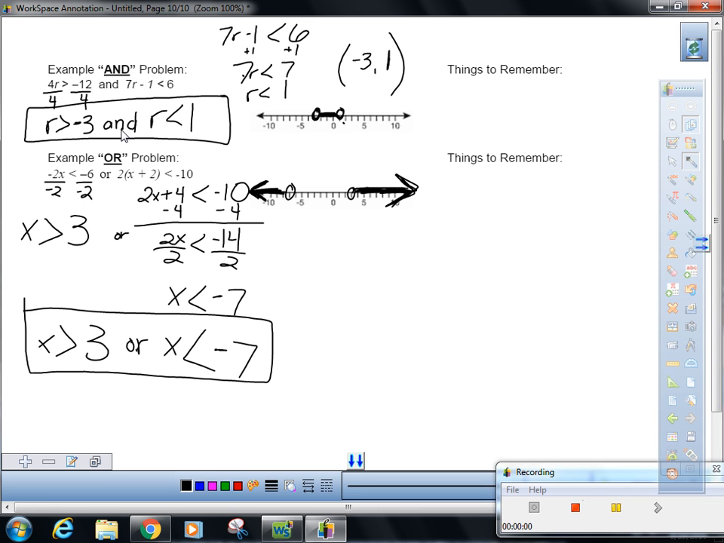So when we have ANDs, the answers can look like this. They can look 3 ways. They could look like a segment. They could look like a ray going in this direction. They could look like a ray going in that direction. Or you could have an empty set. There could be no solution to the problem. So these are our ANDs.